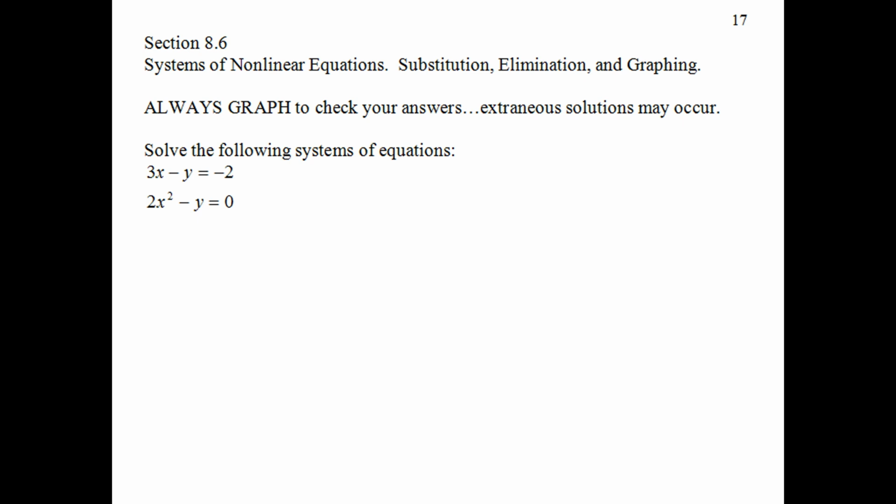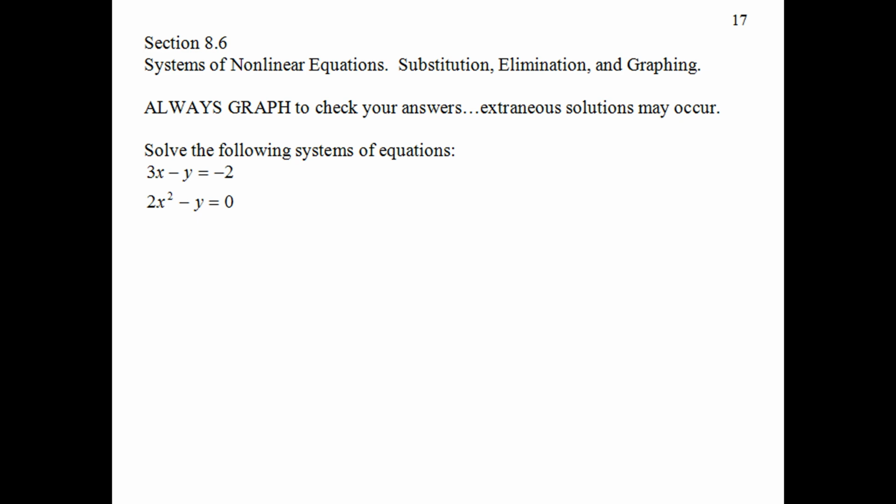Welcome to section 8.6. We're going to look at solving nonlinear systems by substitution, elimination, and graphing. So that means we'll probably still see a line now and then, but it's going to be matched up with parabolas and circles and ellipses, maybe a hyperbola, maybe some exponential graphs, some log graphs. Who knows? The gamut's wide open.